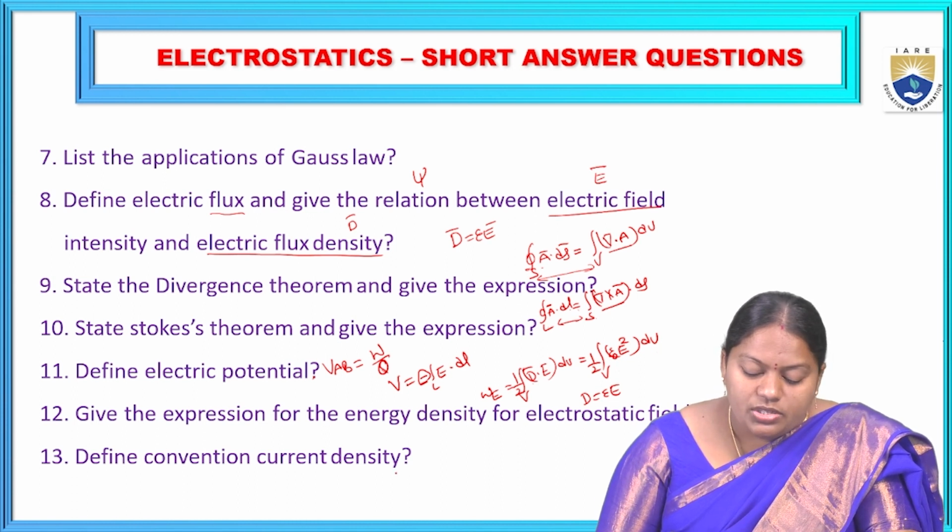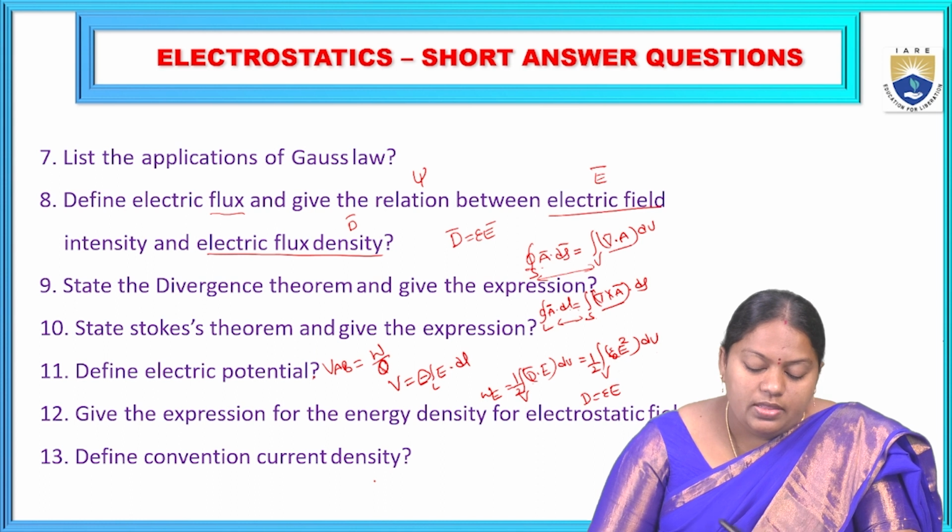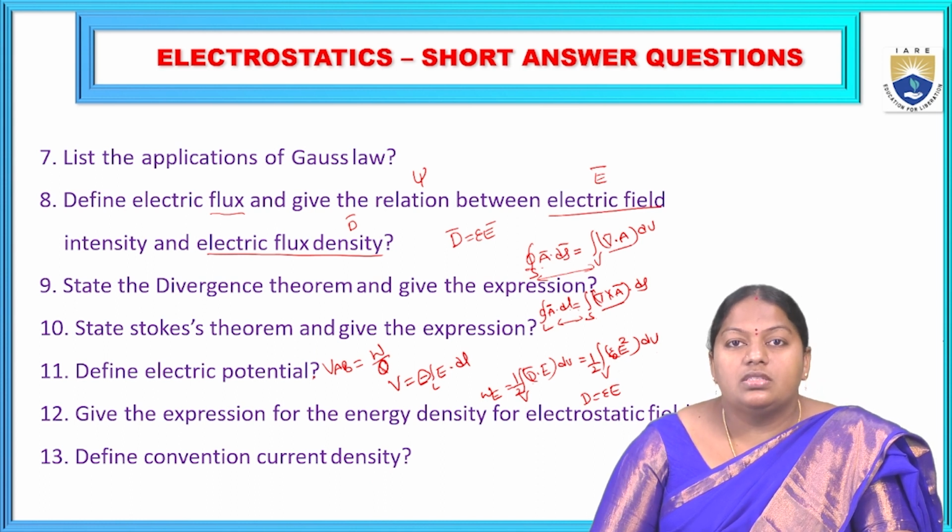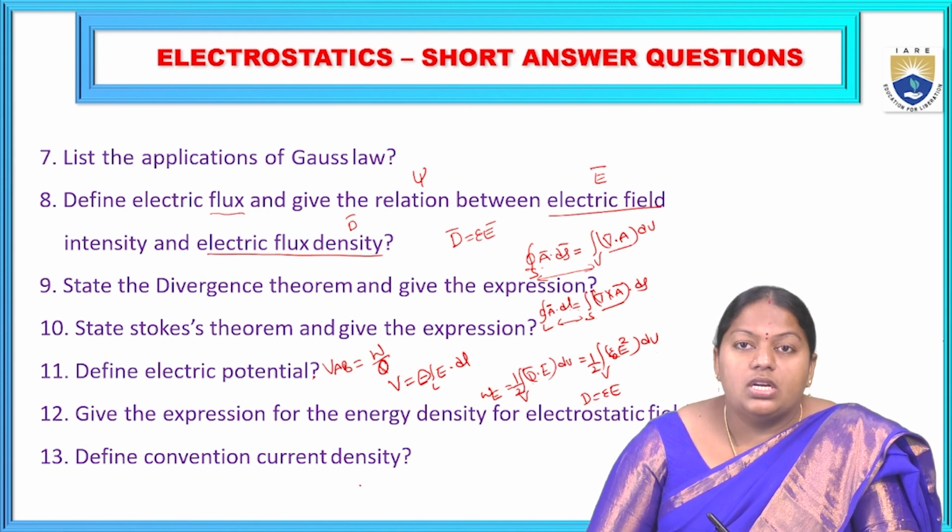Then define convection current density. Generally, there are three different types of current densities that exist. In electrostatic fields, we have two current densities. One is convection current density, and another one is conduction current density.